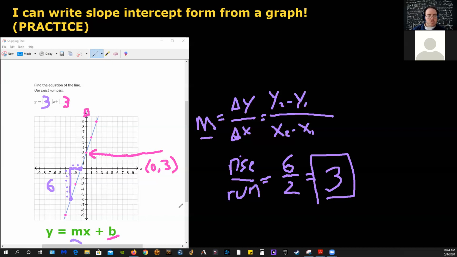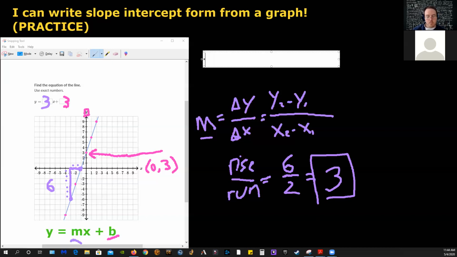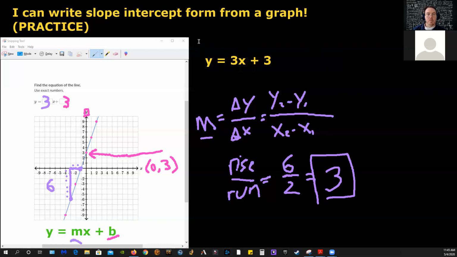So my equation would literally be y equals 3x plus 3. Like that would be an answer. If this was one of your assignment questions, that would be your answer. y equals 3x plus 3. Okay, let's try another one.